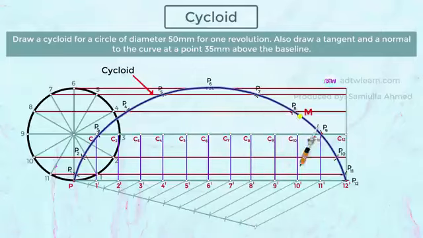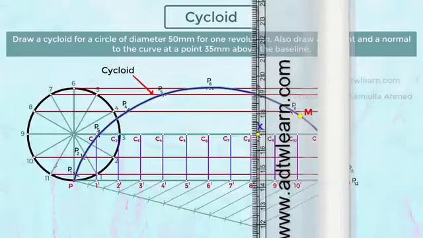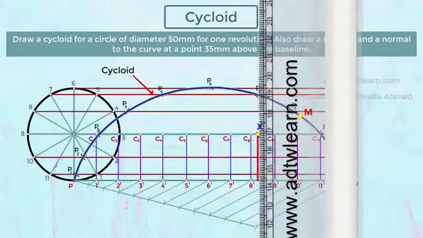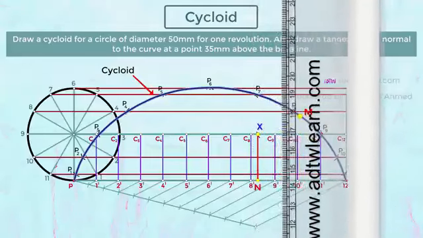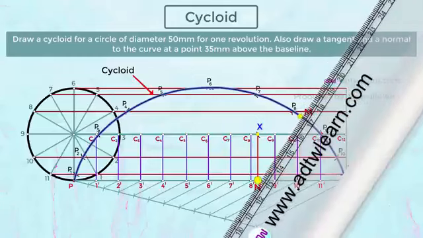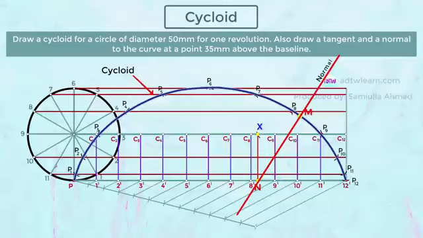Next, take the radius of the circle. Keep the compass on the M point, and mark the arc on the centerline. Mark this point as X. Next, draw a vertical line from this point X to the baseline. Mark this intersection point as N, and draw the line passing through this point, N and M. This line will be normal to the curve.